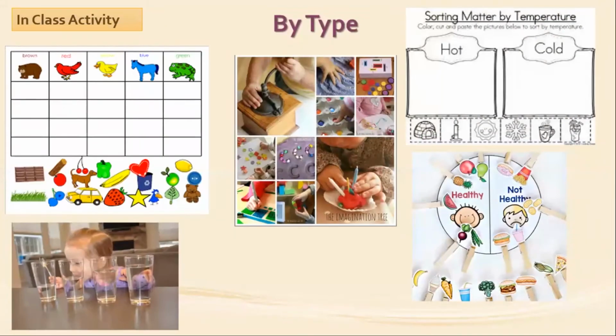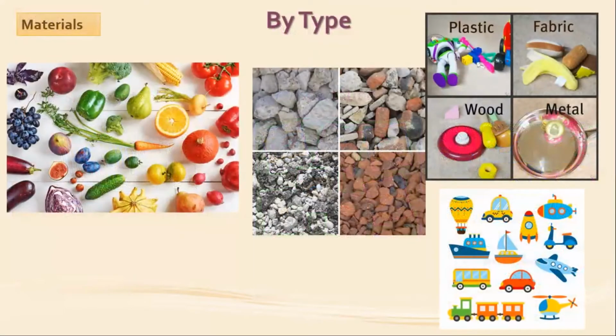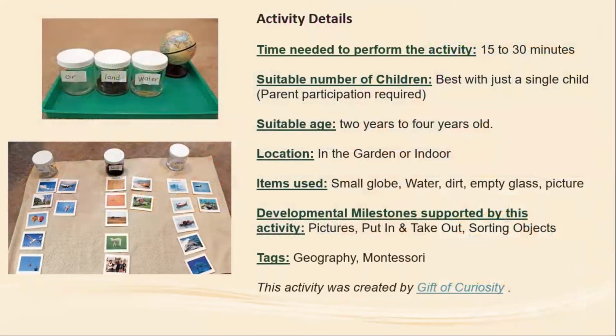These are my in-class activities. These are my materials for activities. This is how we introduce the concept of land, air and water for the kids. I put some water, air and land in the bottle and give some pictures to them to select the right bottle.